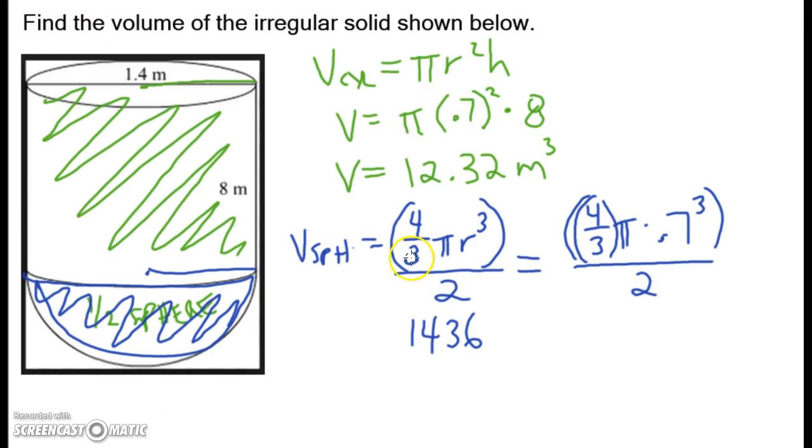Okay, and so now we are ready to start typing this into our calculator. I want to type in open parentheses, 4 divided by 3, close parentheses, to be really safe with this 4/3, times pi times 0.7 to the third. And whenever I do the top of this, I get 1.44, and I need to divide that by 2 because I only have half of a sphere. So 1.44 cut in half is 0.72. But this is not the answer. This is meters cubed again. This is the volume of the half sphere.